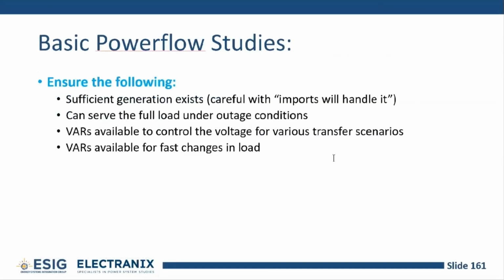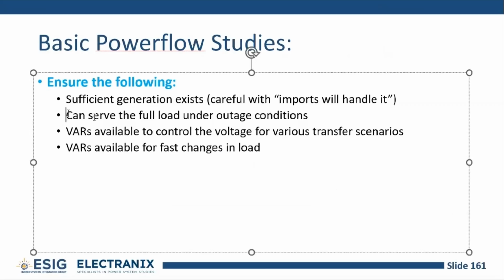So for the basic power flow studies, first we have to ensure that sufficient generation exists, right? And this idea that imports are going to be the answer: when power flow studies are being done, a planning engineer will sometimes rely on imports to serve that, but everybody's looking for generation, so your neighbors are probably also dealing with that. You need to make sure you can serve the full load under outage conditions. This is normal power flow stuff. VARs need to be available to control the voltage for various transfer scenarios, also normal power flow stuff. But the last one is that VARs are available for fast changes in load.